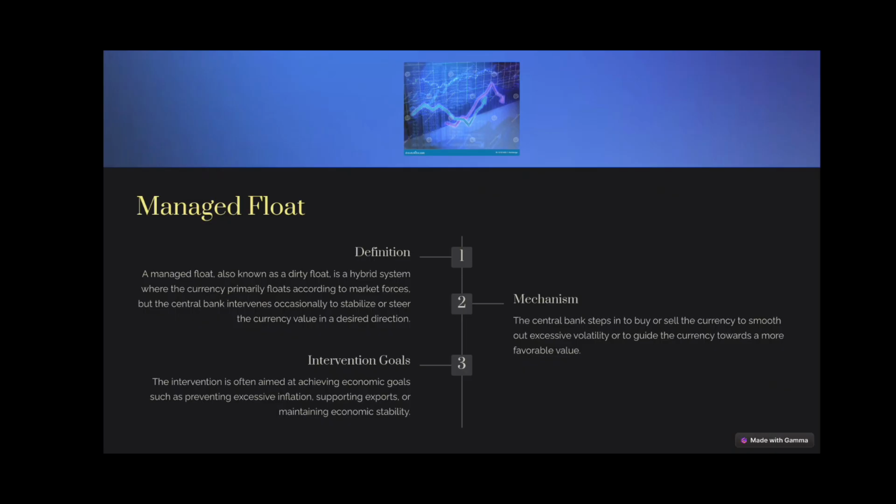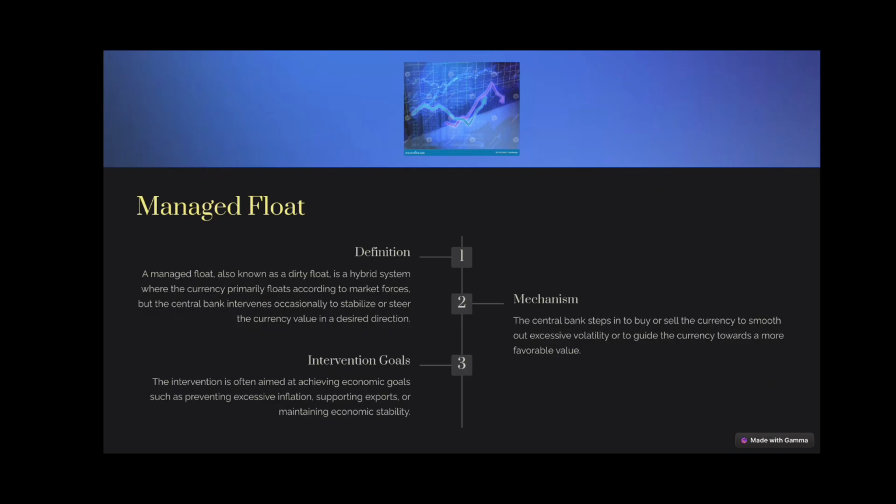And intervention goals, the intervention is often aimed at achieving economic goals such as preventing excessive inflation, supporting exports, or maintaining economic stability. For example, India, the Indian rupee operates under a managed float system where the Reserve Bank of India intervenes as needed. And Singapore, the Monetary Authority of Singapore manages the Singapore dollar within an undisclosed policy band, allowing it to fluctuate within certain limits.